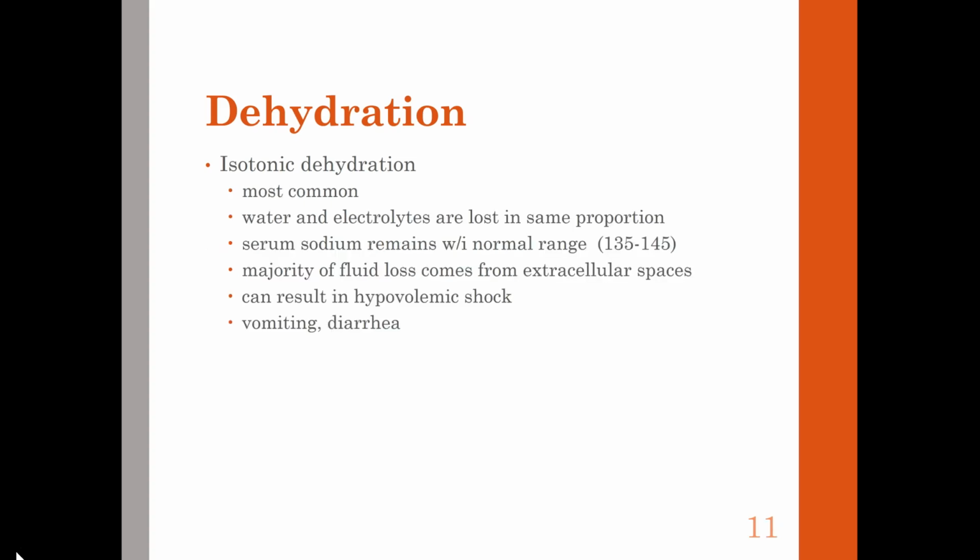So isotonic is the most common. This is what you see with the norovirus. It's where water and electrolytes are lost in the same proportion, and your serum sodium remains within the normal range, so 135 to 145. So the majority of the fluid comes from the extracellular spaces, and it can result in hypovolemic shock, again, usually due to vomiting and diarrhea.